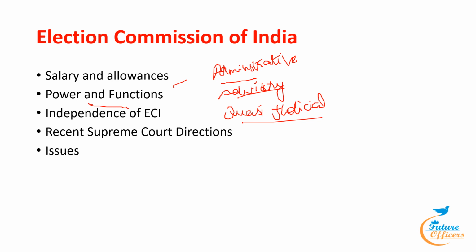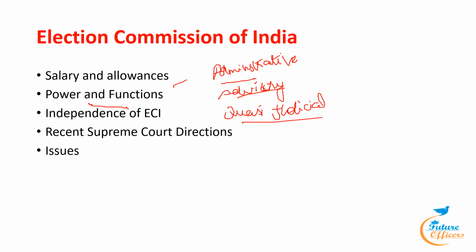Now, what are the recent Supreme Court directions to the Election Commission? The Supreme Court issued the following orders in the Anup Baranwal versus Union of India case, 2023. It says that to guarantee the Election Commission's independence and impartiality, the following three members of a committee will make recommendations for appointment of the Chief Election Commissioner and other election commissioners. Who are they? The Prime Minister, the Lok Sabha Leader of the Opposition, and the Chief Justice of India.